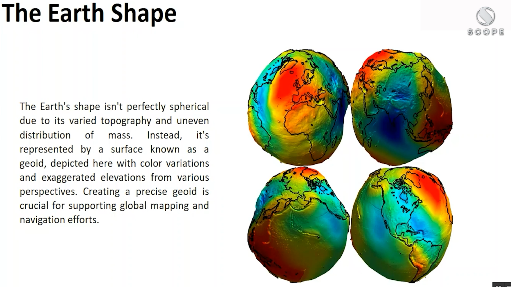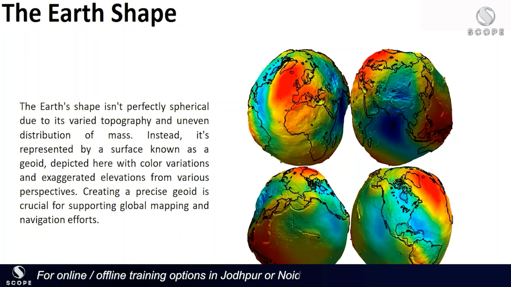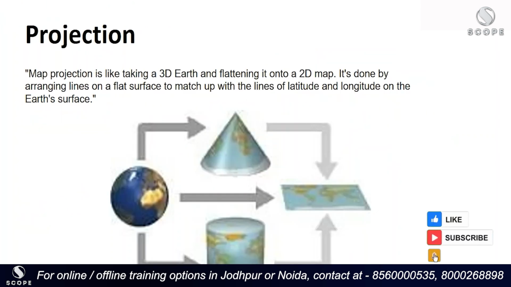Scientists are always studying the geoid to make better maps and navigation systems. They use fancy technology and lots of measurements to get it right. Remember, Earth isn't just a simple ball, it's a bumpy, ever-changing geoid shape, shaped by many things happening over millions of years. So to overcome this problem, we use the projection system.